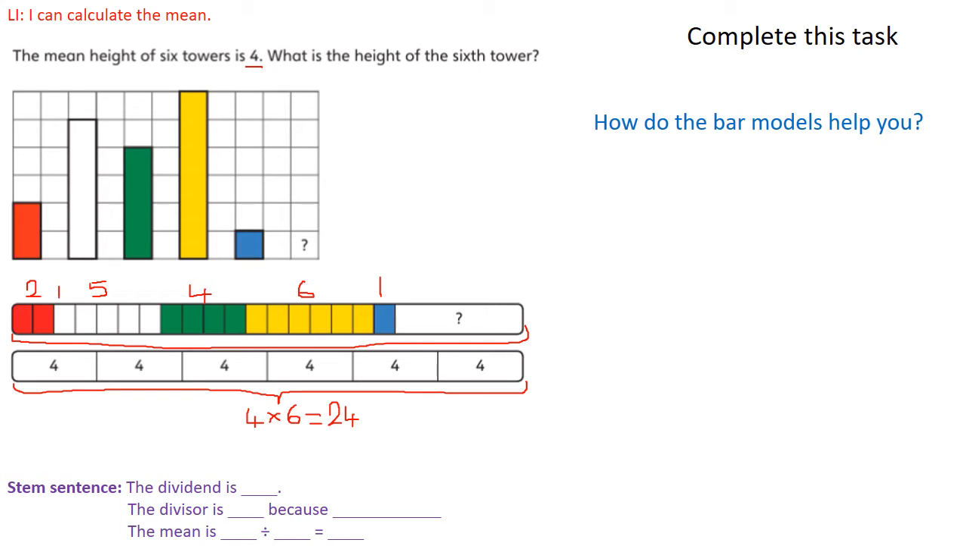So we need to work out what all of the towers we've already got add up to. So 5 plus 2, 7, plus 4 is 11, plus 6 is 17, plus 1 is 18. So our question mark is the difference between 18 and 24. So 24, take away 18.